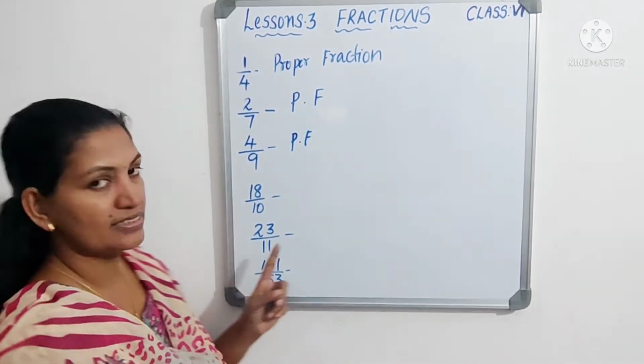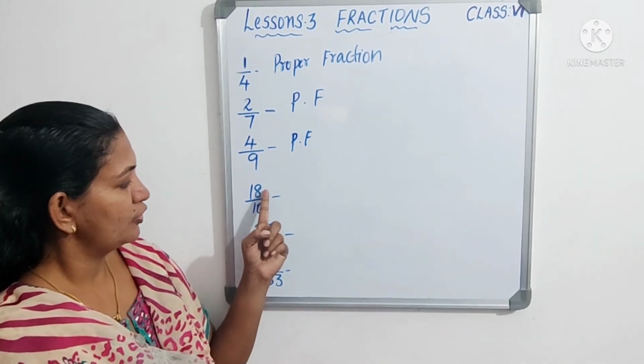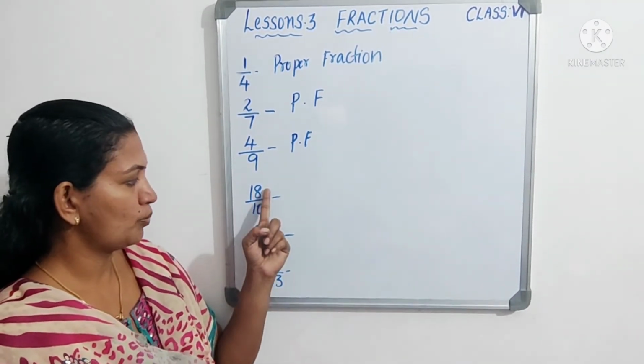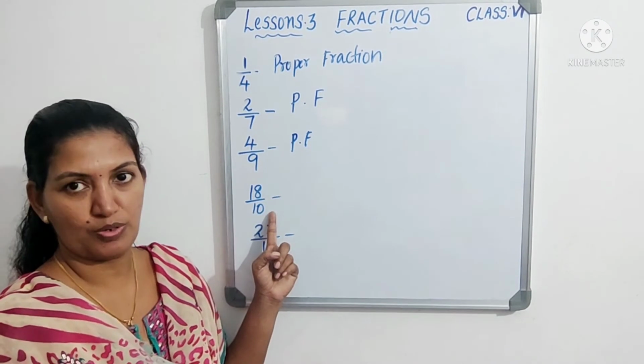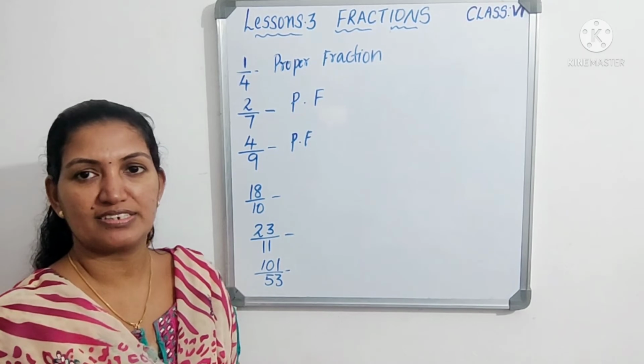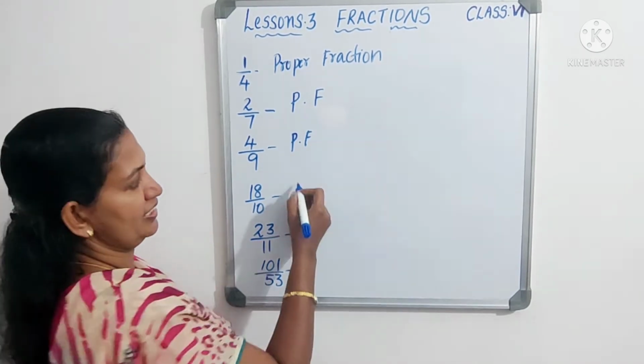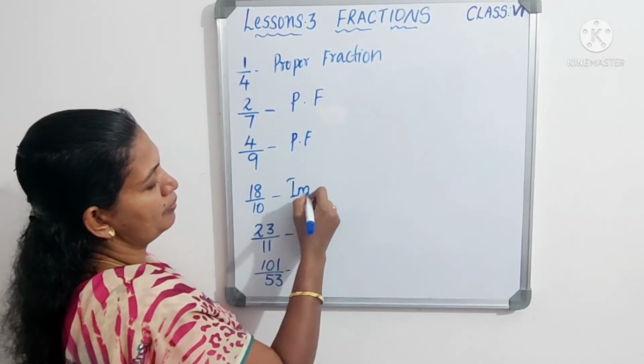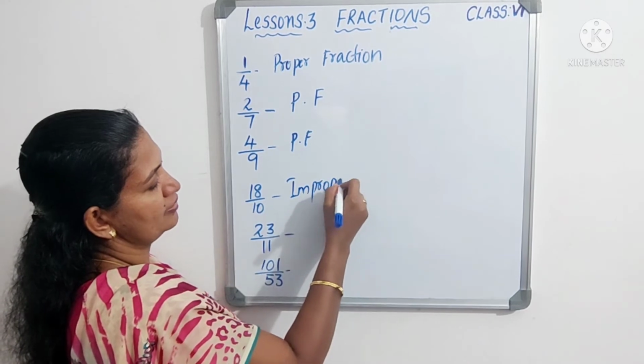Next we can see 18/10. That is, numerator big and denominator small. Here the numerator is big and the denominator is small. So this type of fraction is called an improper fraction.